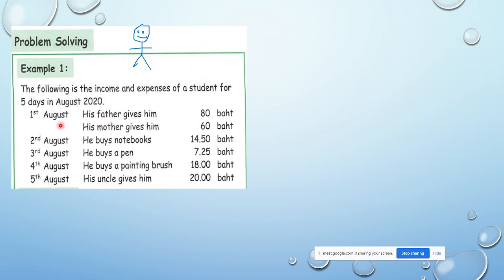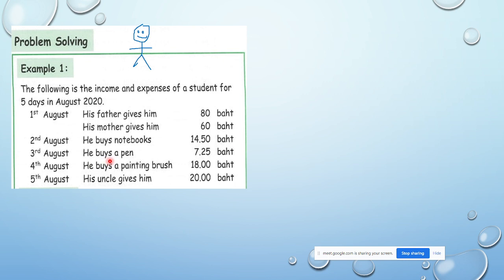Okay. Now, this one is Bob's income and expenses for 5 days. On the first day, which is August 1st, his father gives him 80 baht. His mother gives him 60 baht. So he gets two amounts of money from two people. He gets 80 baht from his father, he gets 60 baht from his mother. Next, August 2nd, he buys notebooks for 14 baht 50 satang.